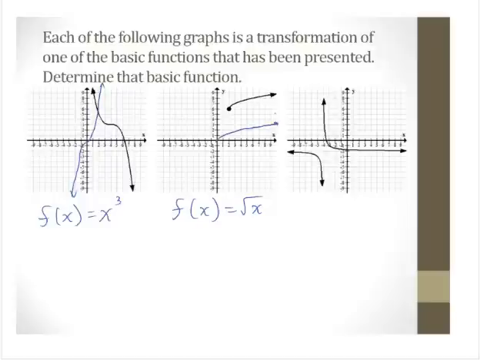And I don't think there's any way to mistake this graph. Notice how it appears to have an asymptote, a horizontal and a vertical asymptote. There's only one function we've seen that does that, and that's the reciprocal function. f of x is 1 over x. This one appears to have been moved left and down, but it is the same basic function.